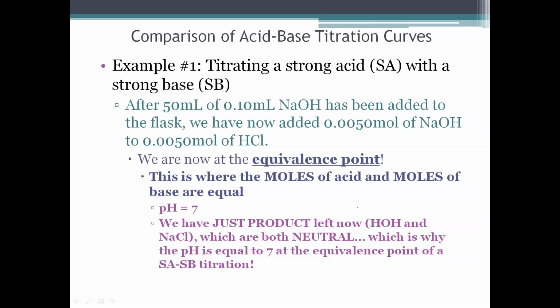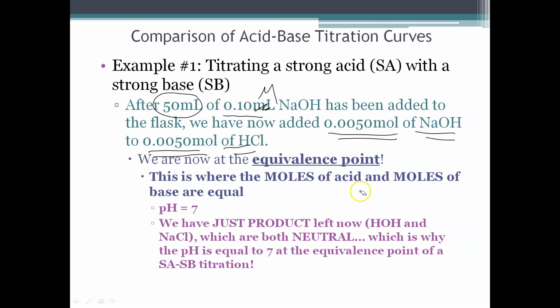All right? So let's add 1 more milliliter of NaOH. So we're at 50 milliliters of it. Okay? 50 mils of 0.1, that should be molar. 50 milliliters of 0.1 molar NaOH has been added to the flask. So if you do the math from the previous slide, I'm not going to do it all over again. We added 0.0050 moles of NaOH, and our initial moles of HCl was 0.0050. So we've added exactly the same amount of moles, that's key, moles of base and acid.